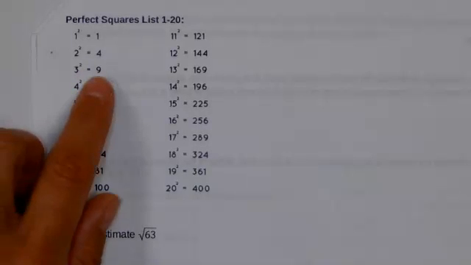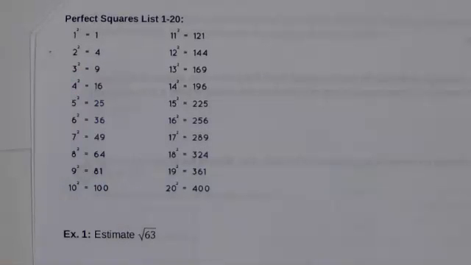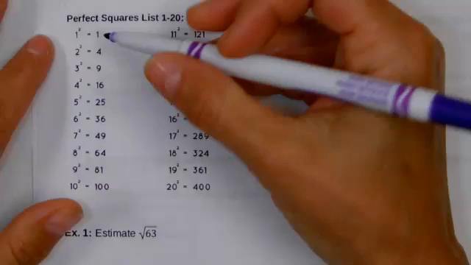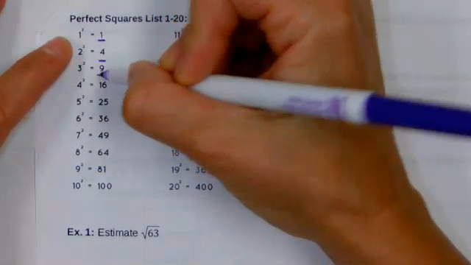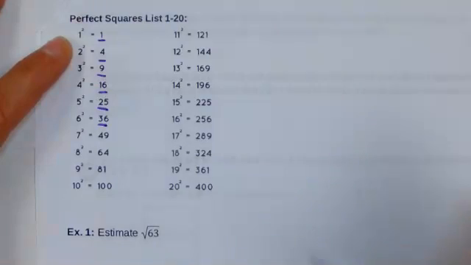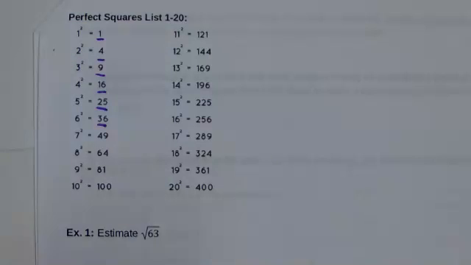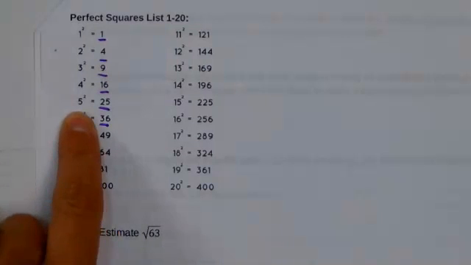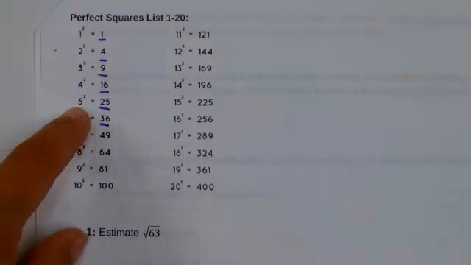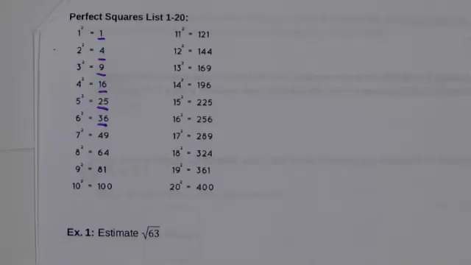3 squared is 9. What we want to point out here is that the perfect square numbers are 1, 4, 9, 16, 25, 36. These are the perfect square numbers. The roots here, the 5, that's not a perfect square. That would be the square root of 25. But we're going to need this list and possibly more to be able to estimate the square roots of numbers that are not on this list.